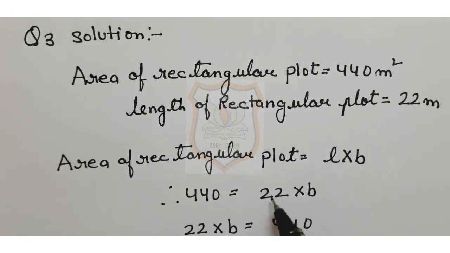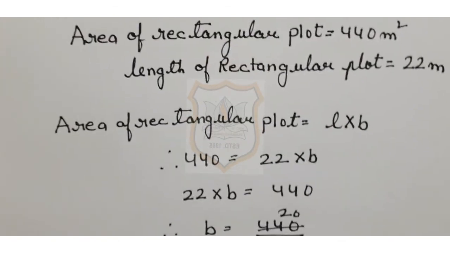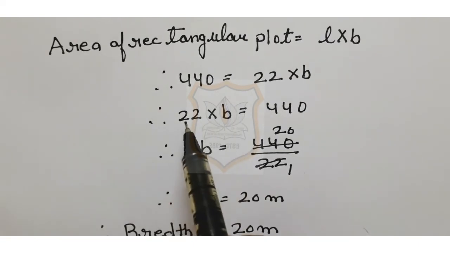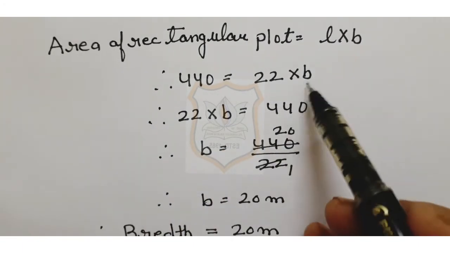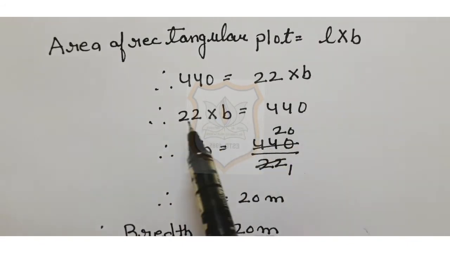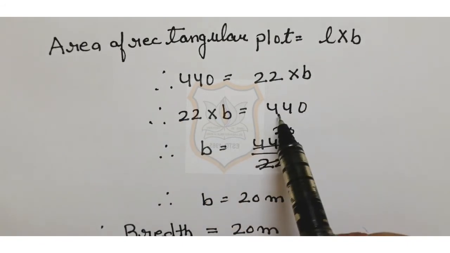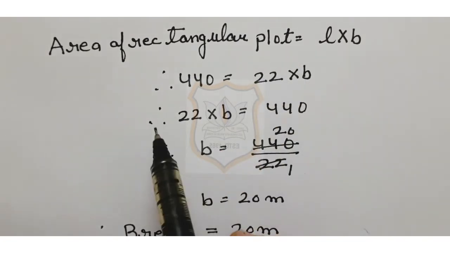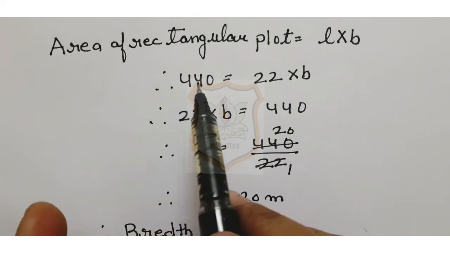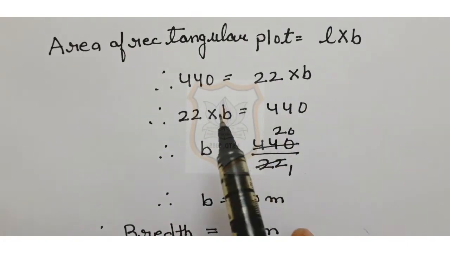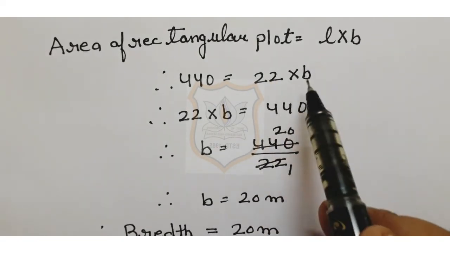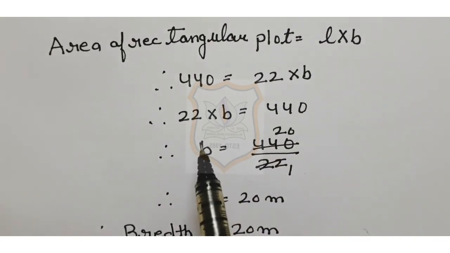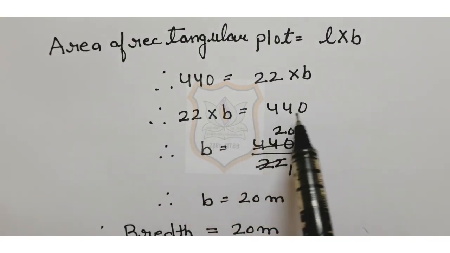Now, we can write 22 into B is equal to 440, just to simplify the equation. So, we can write it like this also: 22 into B, flip. We moved this here and this there. So, 22 into B is equal to 440. So that you understand, we moved 22 into B to this side of the equal sign and 440 to this side of the equal sign. So the left hand side becomes the right hand side, and the right hand side becomes the left hand side. So 22 into B is equal to 440.